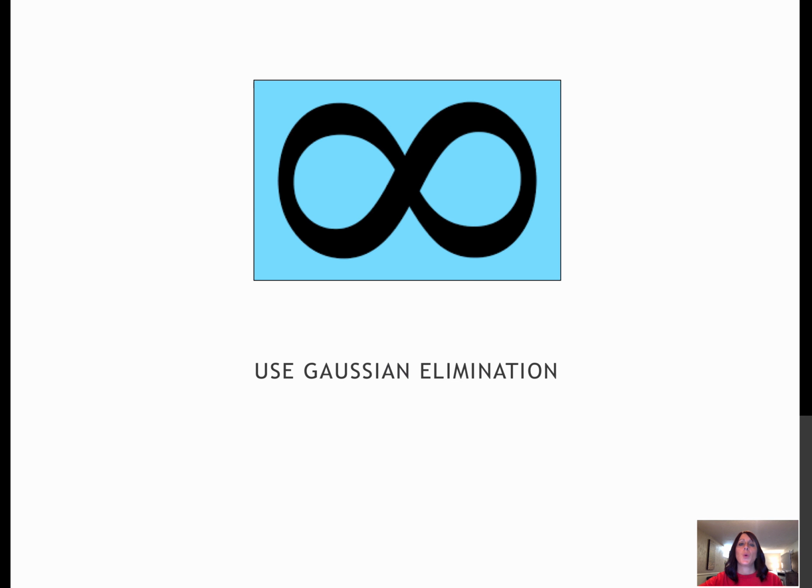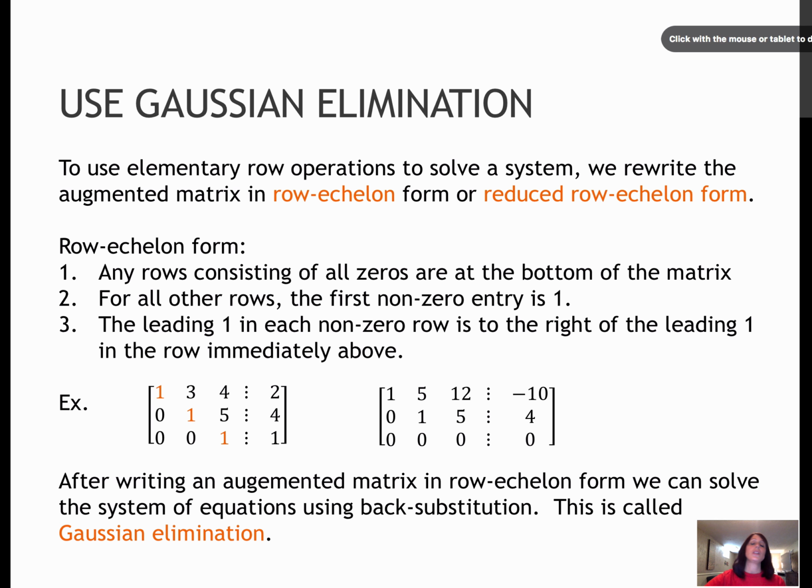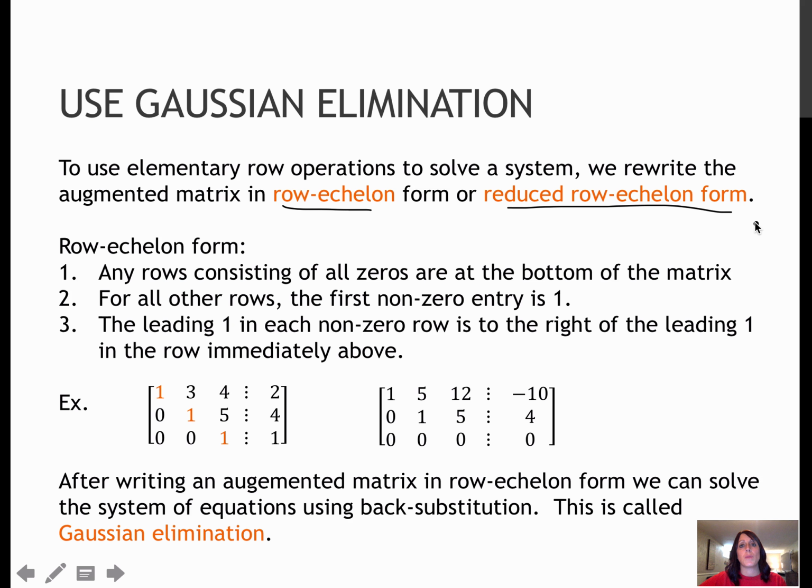In this lesson, we're going to put together what we learned in the last two videos about writing augmented matrices and performing row operations to do something called Gaussian elimination. Gaussian elimination is one of two methods that we're going to focus on in these two videos on how to solve a system of equations using an augmented matrix.